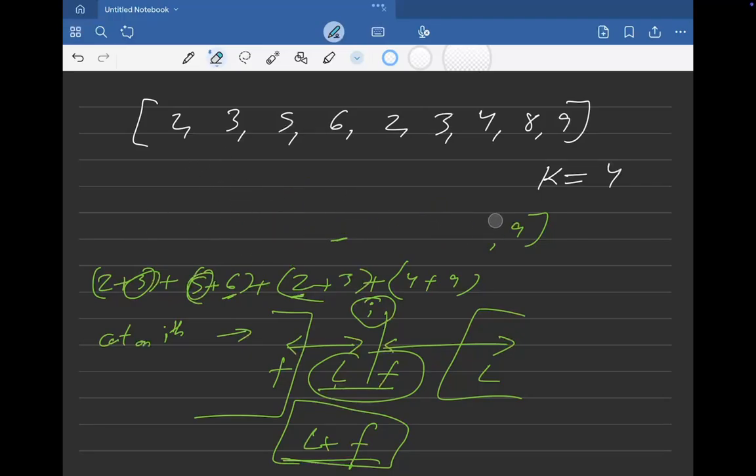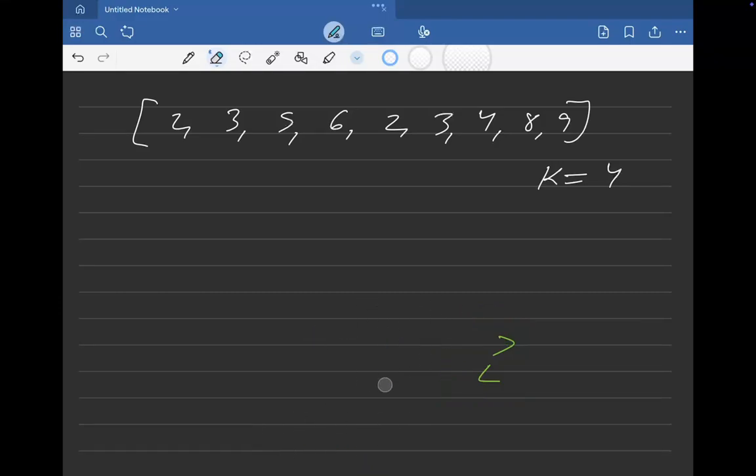So let's first find the adjacent values of this subarray. Let me name it ADJ. And what is the adjacent value? So 2 plus 3, 5. 3 plus 8, 11. 8 plus 6, 14. 6 plus 2, 8. 2 plus 3, 5. 3 plus 4, 7. 4 plus 8, 12. 8 plus 9, 17. So this is my adjacent value array.